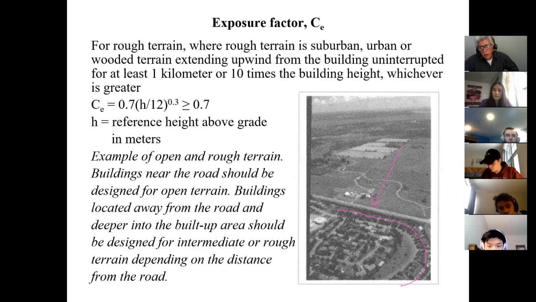these should be designed, as with the other equation, for open terrain. And if this house here happens to be 1 kilometer away from there, and 1 kilometer away from there, and 1 kilometer, and all that, then that house can be considered to be a rough terrain. Otherwise, all the other ones are considered open terrains. So that's what they're suggesting.